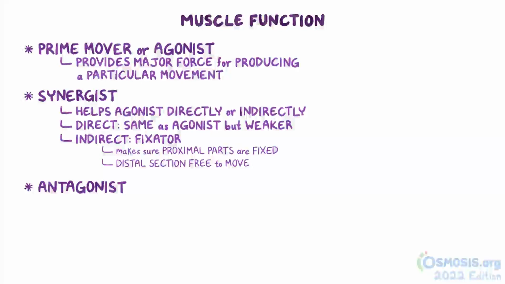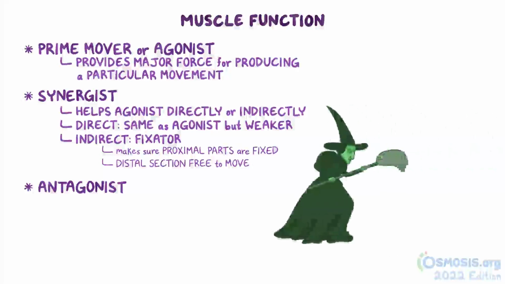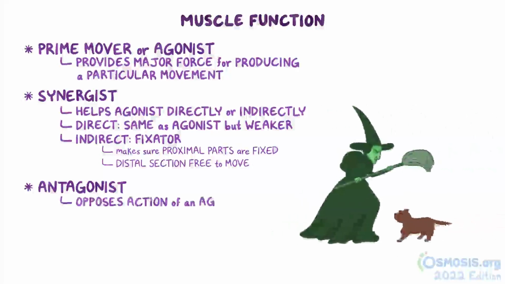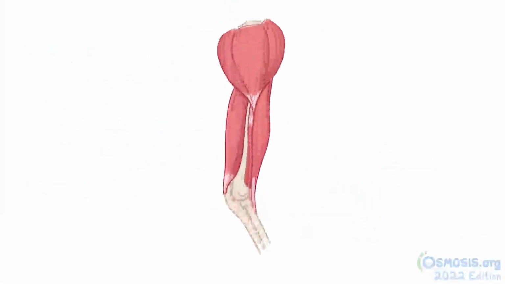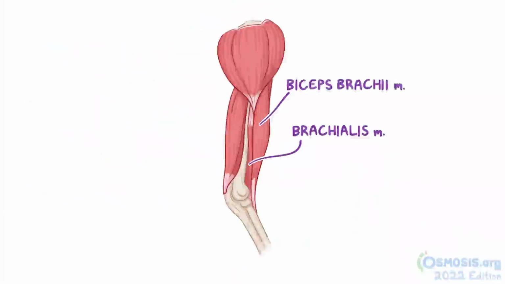In some cases, an agonist may have several synergists helping it out to make sure the right movement is executed. Now, like a good story, every agonist has an antagonist, which opposes the action of an agonist. Let's walk through an example. To perform flexion of the elbow joint, like when you do an arm curl at the gym, 3 arm muscles have to collaborate. The brachialis in the anterior arm, the biceps brachii muscle, which lies superficial to it, and the triceps brachii muscle in the posterior part of the arm.